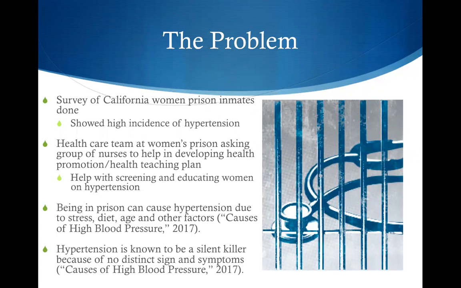So we were talking about the problem. There was a survey done in a California women's prison where they showed a high incidence of hypertension, so blood pressure greater than 140 over 90. And the healthcare team there asked a group of nurses to help them develop a health promotion, health teaching plan for screening and educating women on hypertension, just to help with controlling it and treatment.